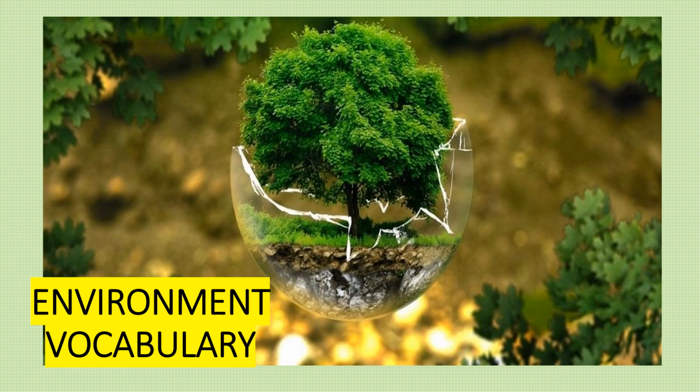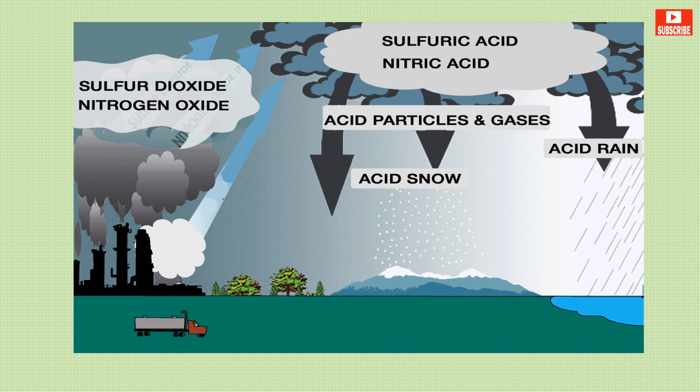So the first one is acid rain. Acid rain is called acidic precipitation, which is a rainfall that causes harm to the environment. It is formed in the atmosphere when industrial waste gases combine with water. Like you have seen here, there's a lot of nitric acid, sulfur dioxide, nitrogen oxide, which really harms the environment.